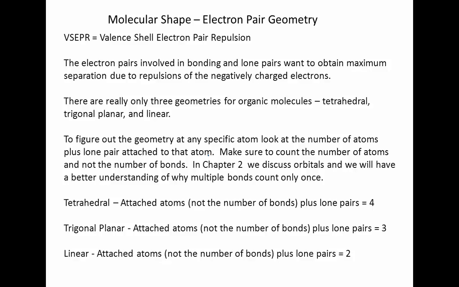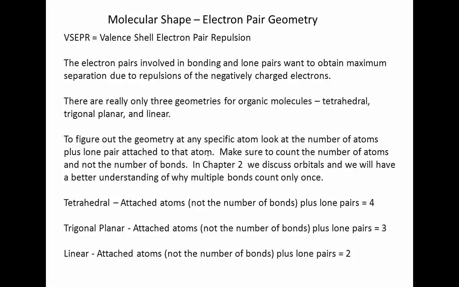We're going to spend a few minutes now talking about molecular shapes. In organic chemistry, this is actually quite simple. It's governed by the rules called valence shell electron pair repulsion, or VSEPR rules, meaning that the electron pairs involved in bonding and lone pairs want to obtain maximum separation due to the repulsions of the negatively charged electrons. There are only three geometries for organic molecules: tetrahedral, trigonal planar, and linear.